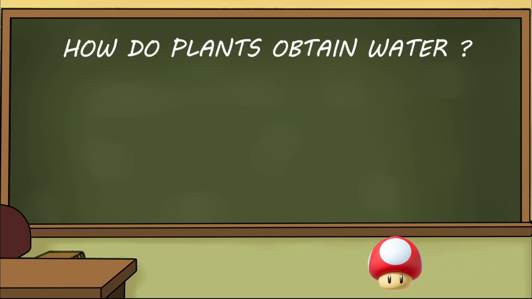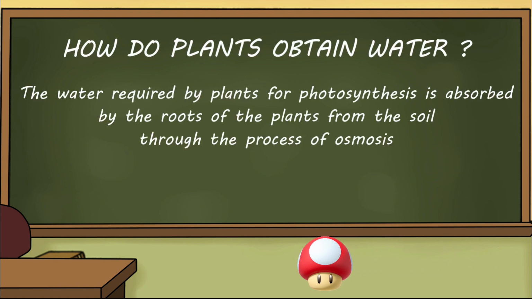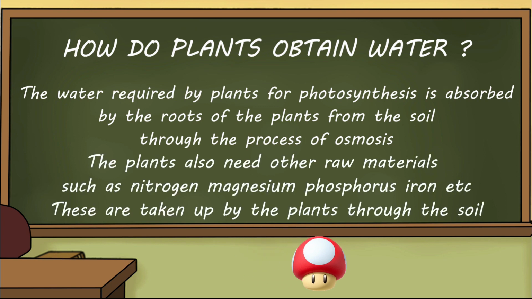How do these plants obtain water? The water required by the plants for photosynthesis is absorbed by the roots of the plants from the soil through the process of osmosis. The plants also need other raw materials such as nitrogen, magnesium, phosphorus, iron, and so on. These are taken up by the plants through the soil.